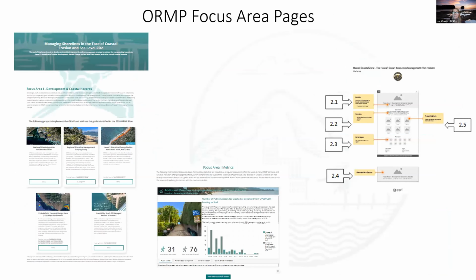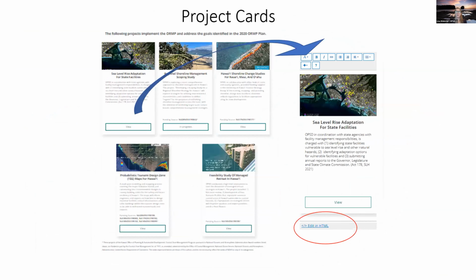So each focus area has its own page within the hub, and all have similar formatting. This is the focus area 1 development and coastal hazards page, which includes a background section, project cards to highlight past and current projects, as well as an Esri dashboard. One of the challenges that we encountered while building the dashboard was that the project cards were difficult to format and required additional coding to set exact heights to ensure consistency.